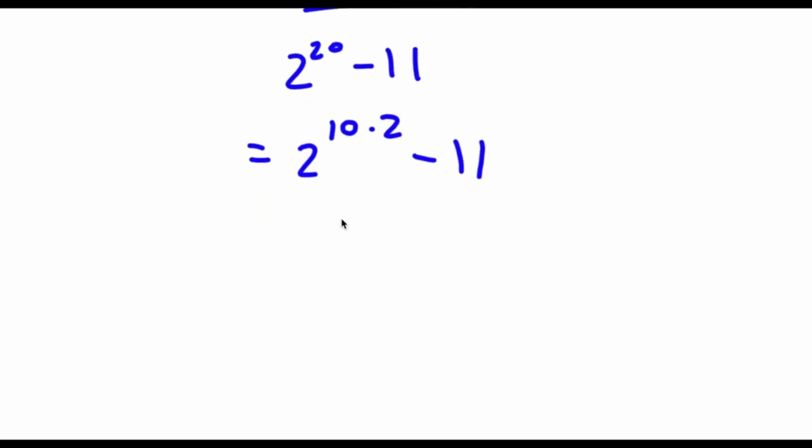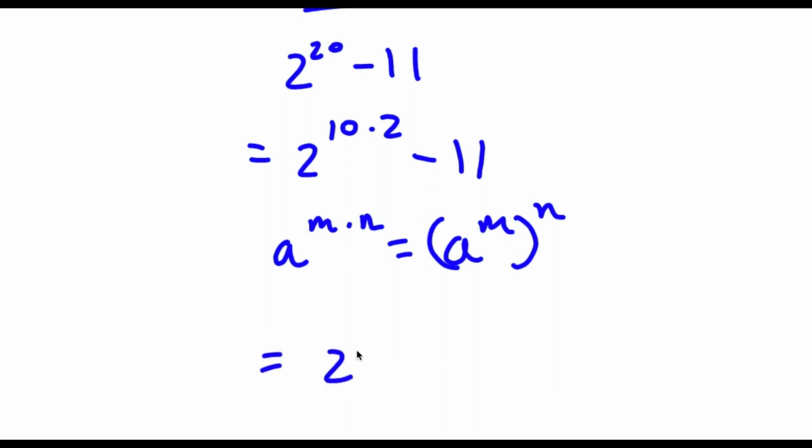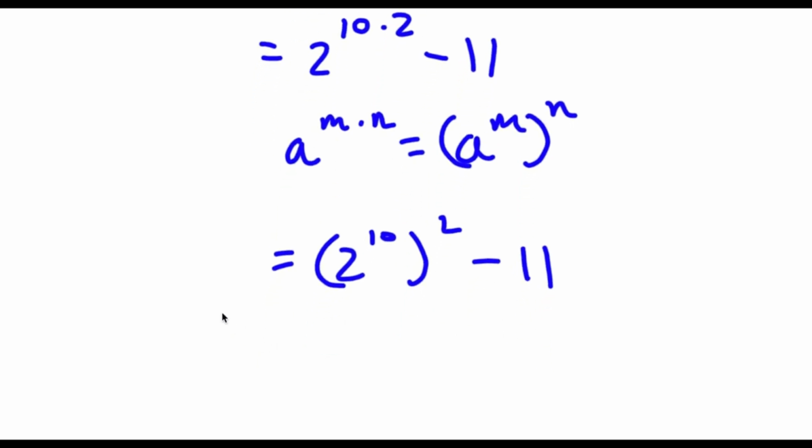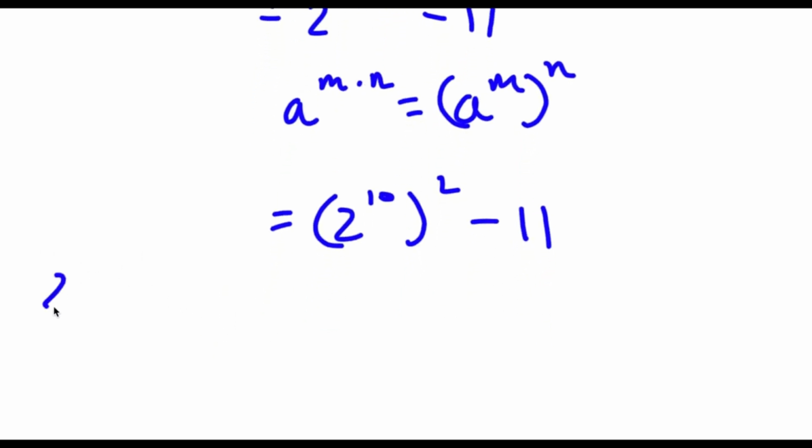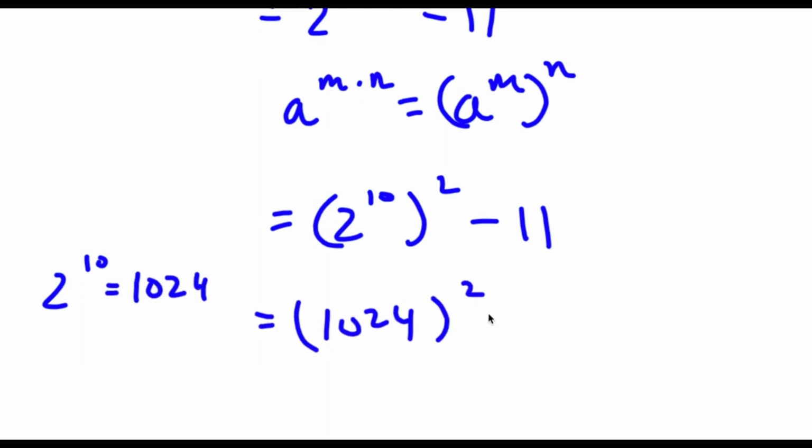And now, if I have something in the form a to the power of m times n, this is equal to a to the power of m to the power of n. So in this case, this is going to equal 2 to the power of 10 to the power of 2 minus 11. Now 2 to the power of 10 is equal to 1024. So now I have 1024 to the power of 2 minus 11.